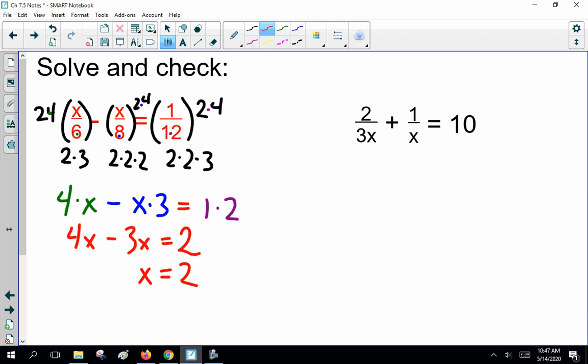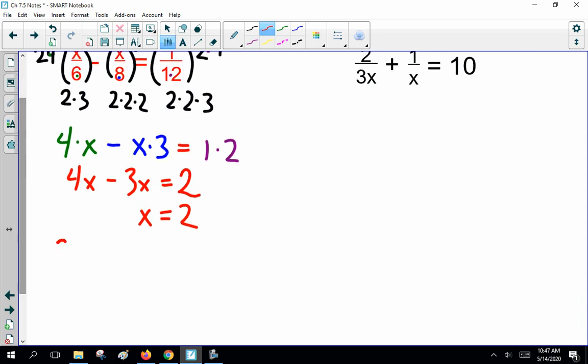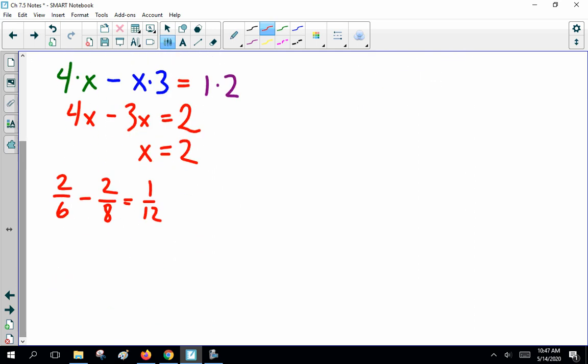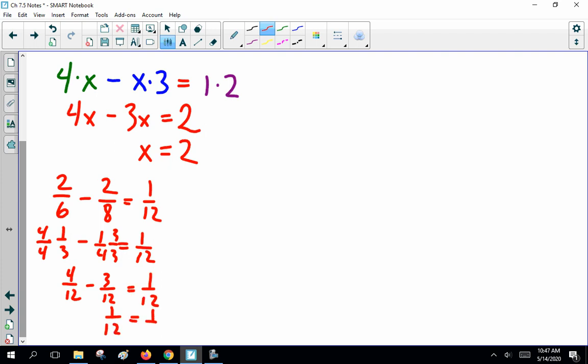Now I did say check. So 2 over 6 minus 2 over 8 equals 1 over 12. 1/3 minus 1/4 equals 1/12. Common denominators, multiply this by 4, multiply this by 3. 4 over 12 minus 3 over 12 equals 1 over 12. 1 over 12 equals 1 over 12. Yes, it works. I did not make a boo-boo.